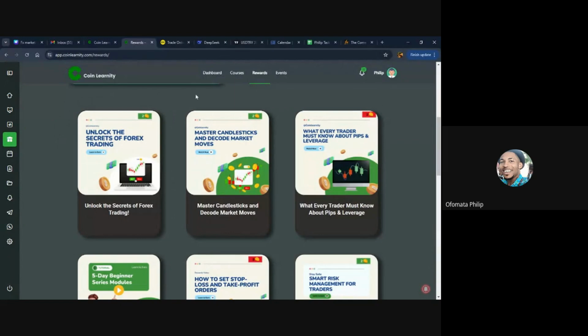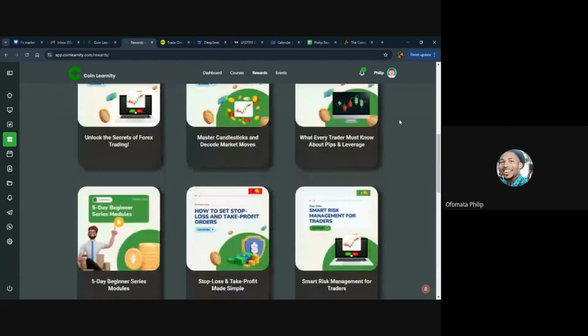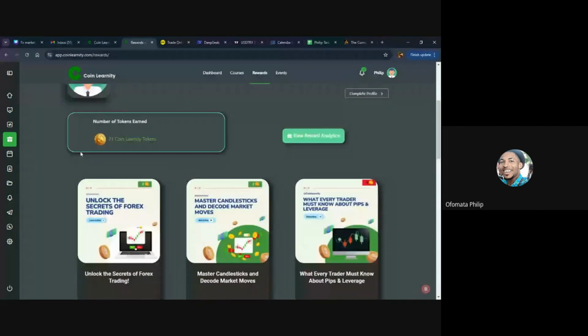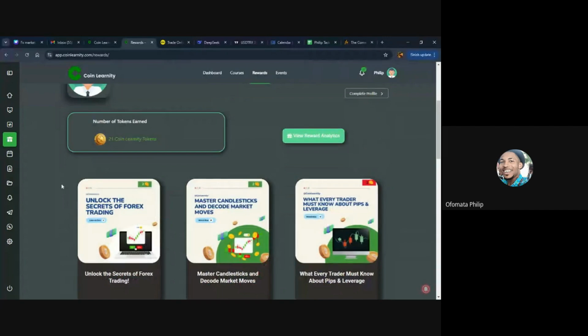As you are learning, you are journaling, you are jotting down. The more you learn, the more experience you are gaining. And at a certain point, you will not need to learn again, and what you need to do is just start trading. But if you're just starting out, this reward section right here is your go-to where you should come, learn as much as you can, and even get to earn.